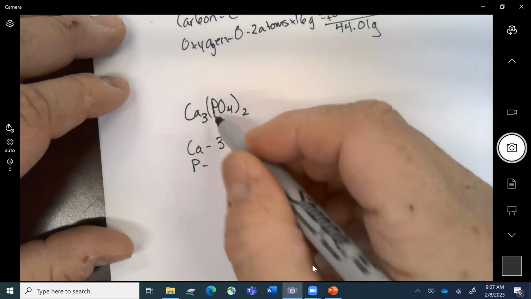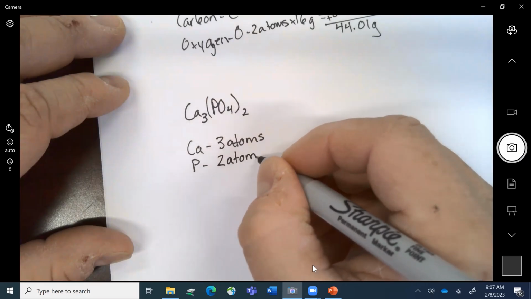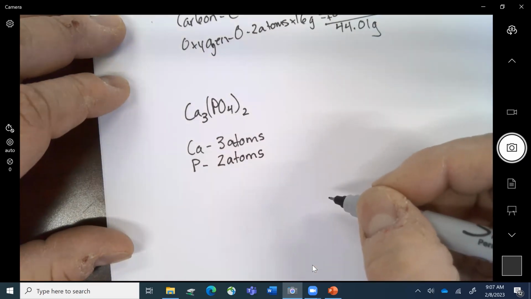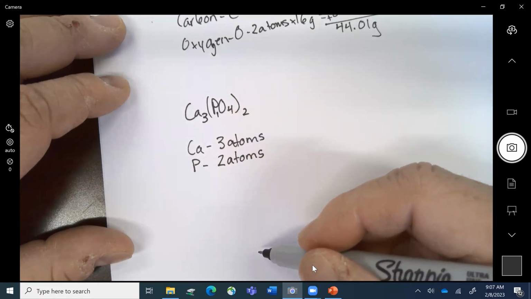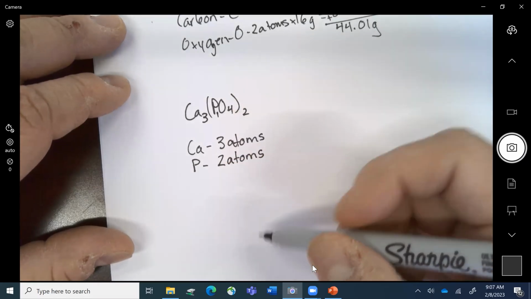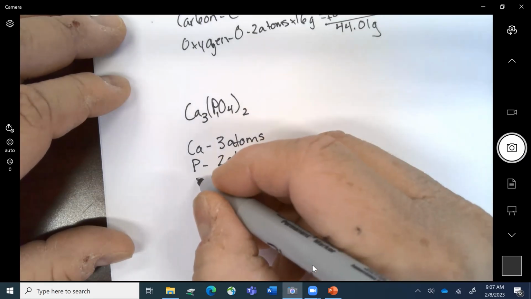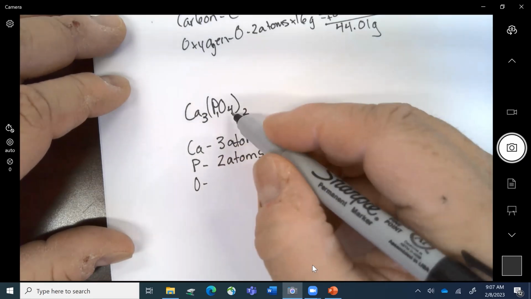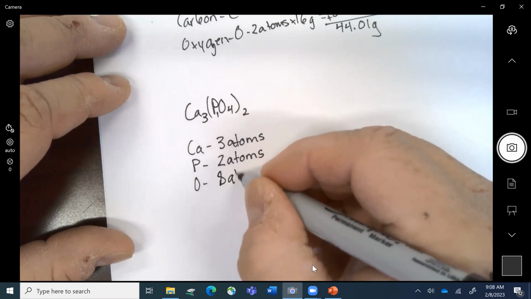So with phosphorus, there should be 2 atoms, because even though there's no number there, it is a 1. That's what it means. When it's standalone, it means 1. So 1 times 2 is 2. O, which is oxygen, has 4 times 2, so it has 8 atoms.